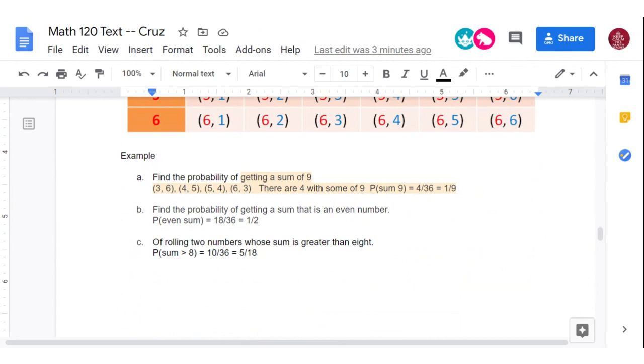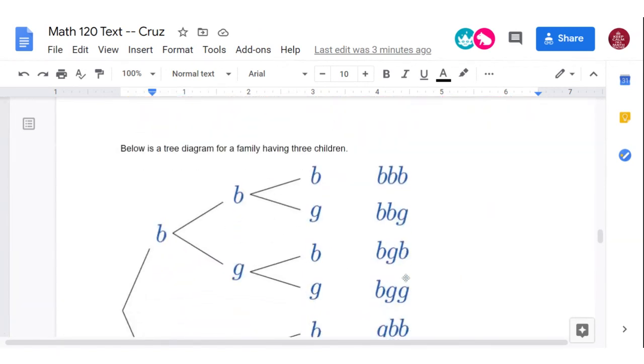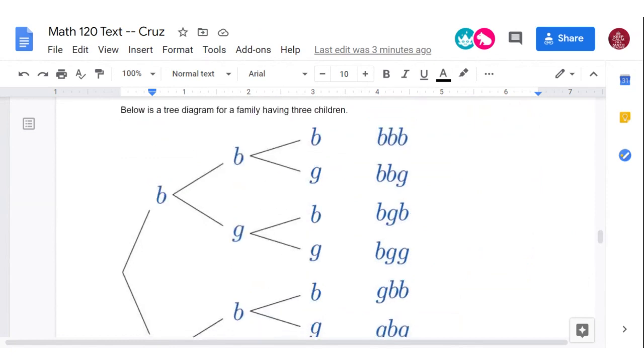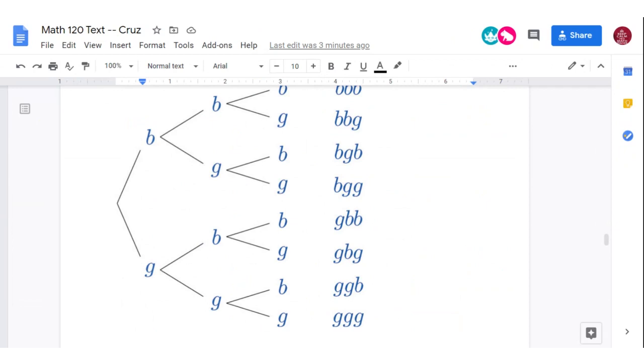All right, let's go on now to look at a different kind of sample space. This is what the book calls a tree diagram, and it's a tree diagram for a family that has 3 children. Let me see if I can make it a little bit smaller so you can see the whole thing at one time. It's an image.